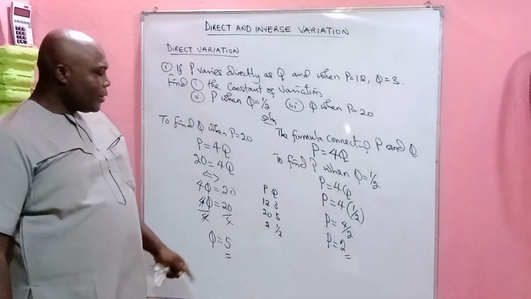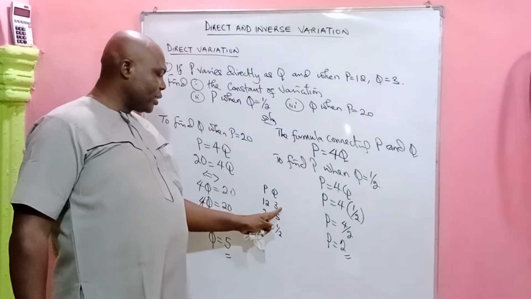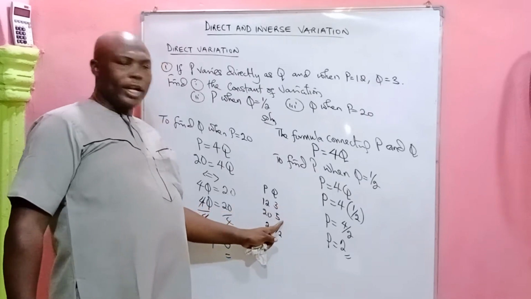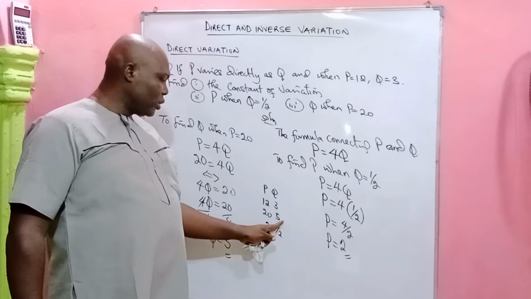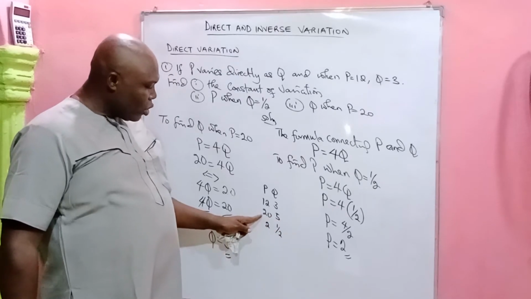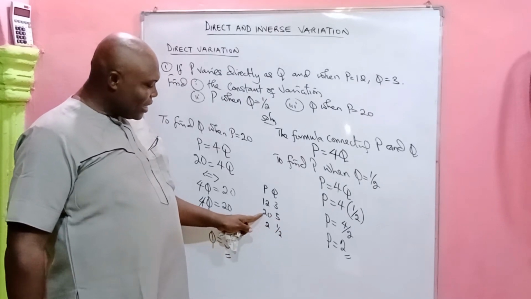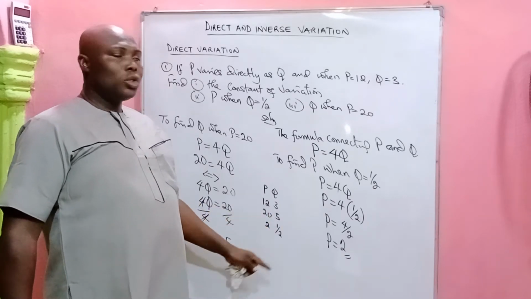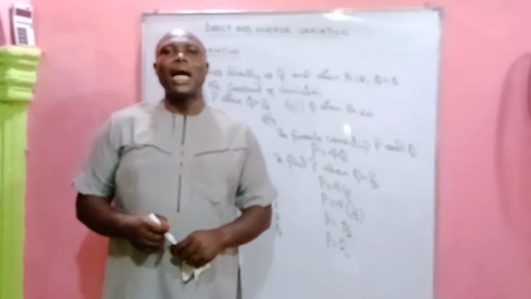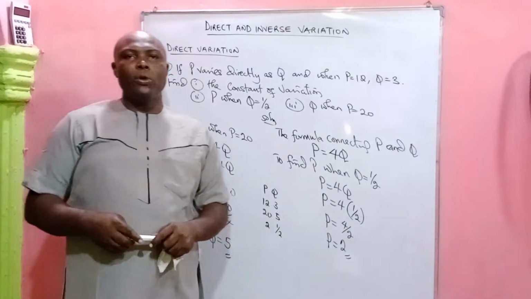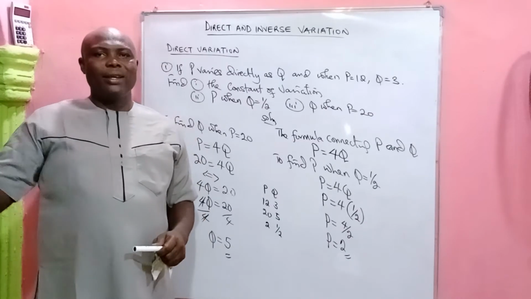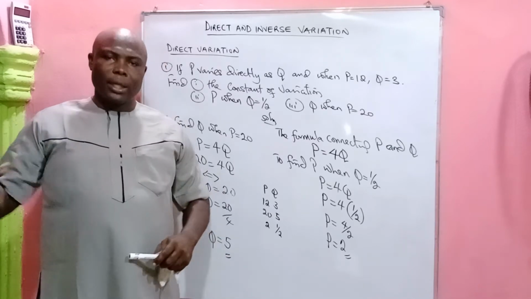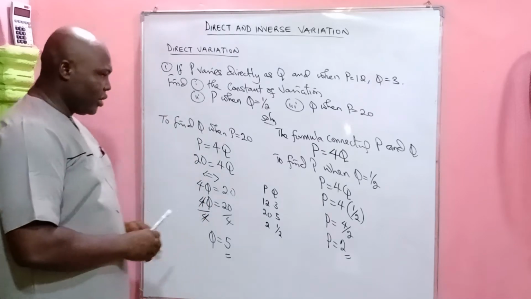So notice that when P was 12, Q was 3. Now P increased to 20. Q definitely increased from 3 to 5. There's an increase on both sides. Notice that here, when P decreased to 2, definitely Q decreased to half. So in direct variation, an increase in one of the variables becomes a corresponding increase in the other variable, and a decrease in one becomes a corresponding decrease in the other. So that's what direct variation is all about.